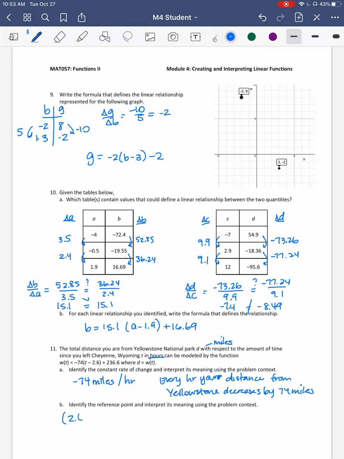And then my reference point is going to be 2.6 comma 236.6. So after 2.6 hours of driving, you are 236.6 miles from Yellowstone. That sounds so fun. Let's go right now.